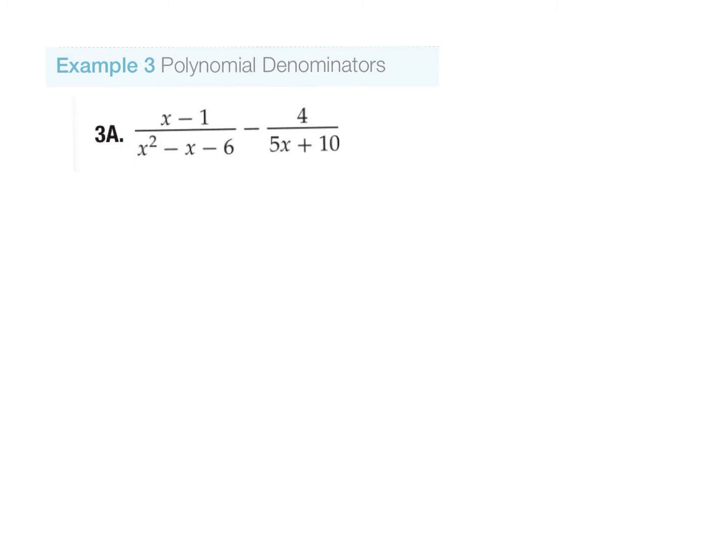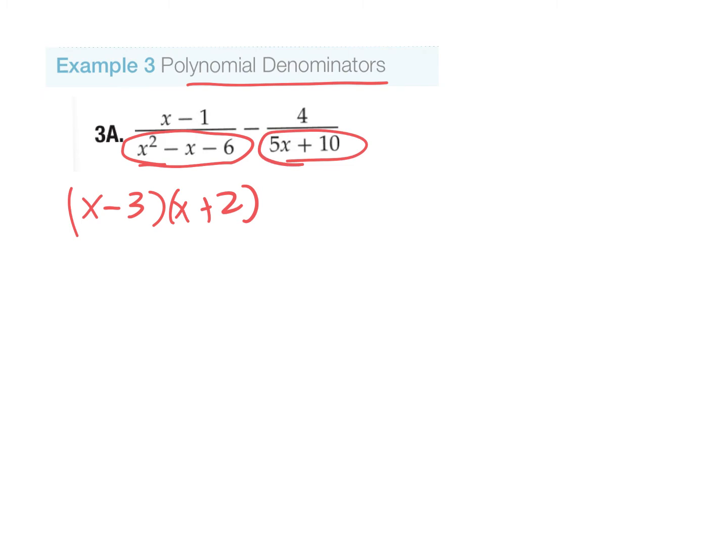Okay, so what we're going to do now is polynomial denominators. And for polynomial denominators, we're going to do the exact same process, except now we have polynomials when we're factoring. So let's factor out our first polynomial. What two numbers multiply to give us a negative 6 and add up to a negative 1? That's x minus 3 and x plus 2. And then we factor our second denominator. If I factor out a 5, I get x plus 2.